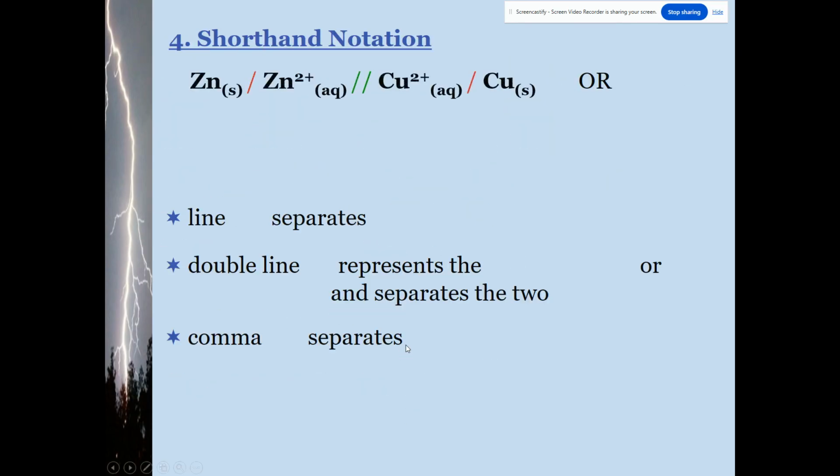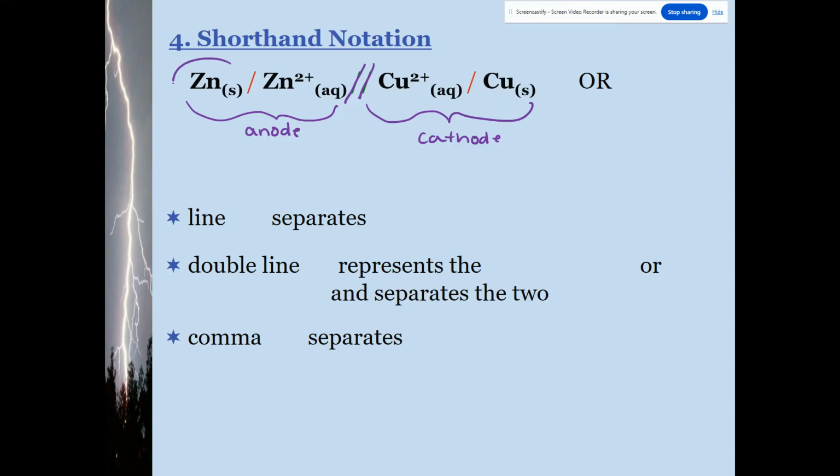Now let's look at something called shorthand notation. So shorthand notation is a quick way of showing what's happening in your cell, okay? There are 2 horizontal lines that separate the 2 half cells. Everything on the left is always the anode, and everything on the right is always the cathode, okay?